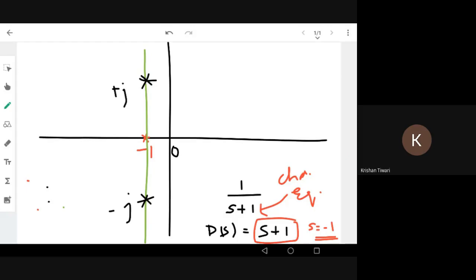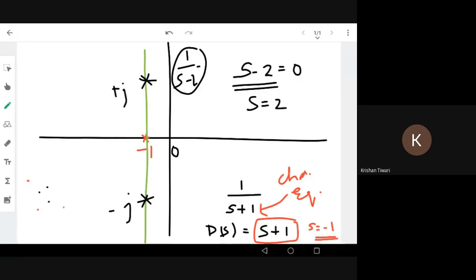So that is stable. You can say that the system is stable. Now if we have a characteristic equation something like s minus 2 equals 0, if H(s) is 1 by s minus 2, then from that we take the characteristic equation s minus 2 equals 0, so here s equals 2. Now here we can see the root s equals 2 will be lying here, either here or its conjugate, like plus or minus 2.